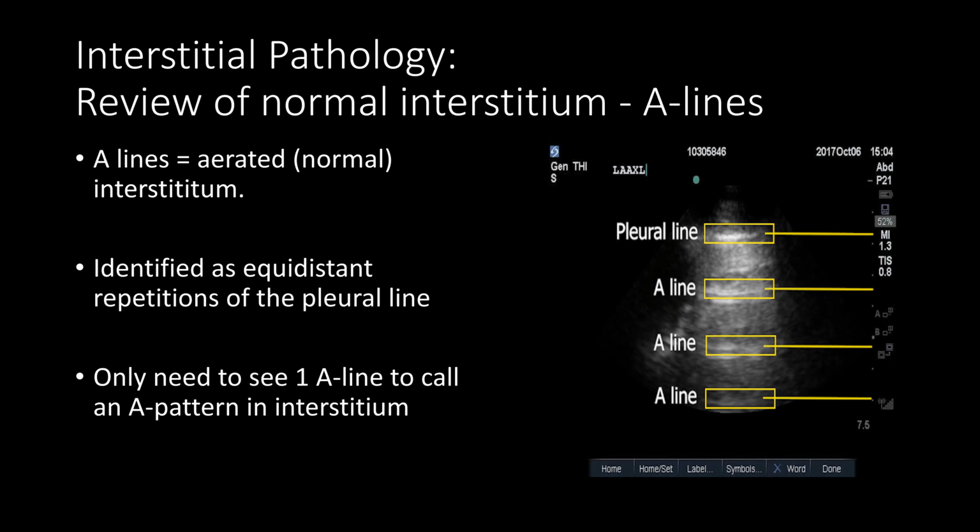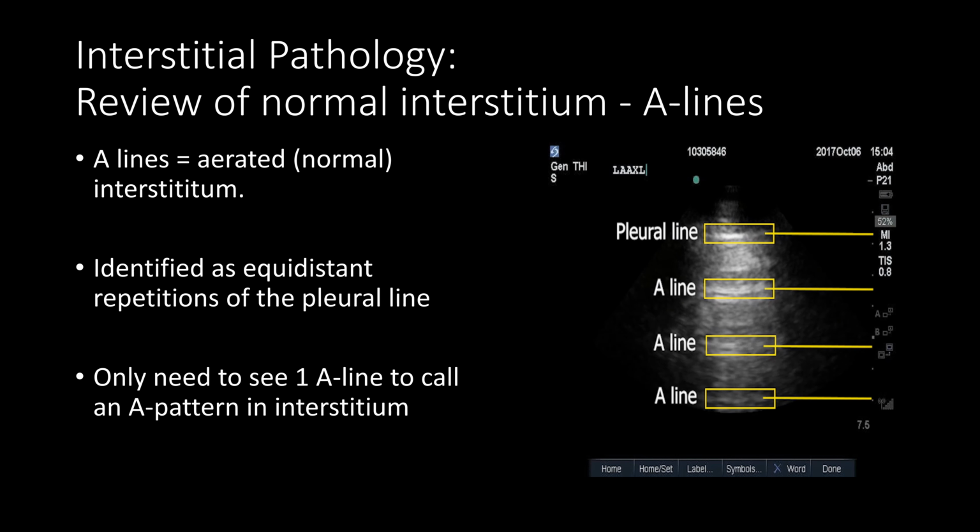Moving on from the pleural line, we will next discuss assessment of the interstitium and looking at interstitial pathology. To start, we'll just review normal interstitium, which is defined by the presence of A lines, which was discussed in the first video. Just to recap, A lines demonstrate that the interstitium is normal and the lung is aerated at that point. A lines are equidistant repetitions of the pleural line.